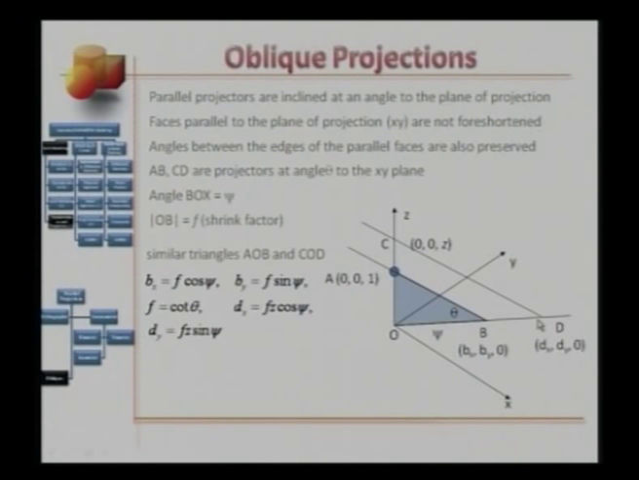Dx is the projection of OD on the x-axis, and the distance OD can be determined using the similar triangle property. Dx, therefore, is F Z cosine of psi. Clearly, distance OD is F times Z. Likewise, dy is F times Z times sine of psi.